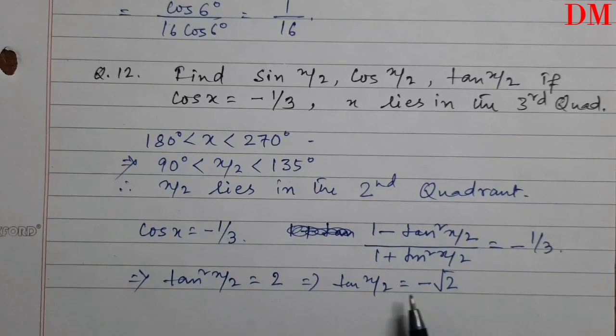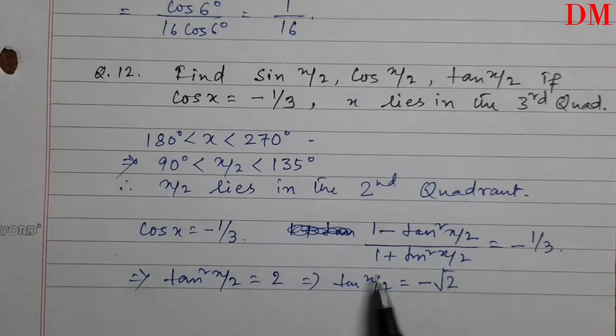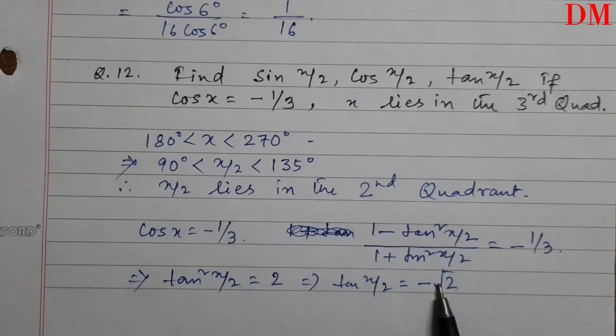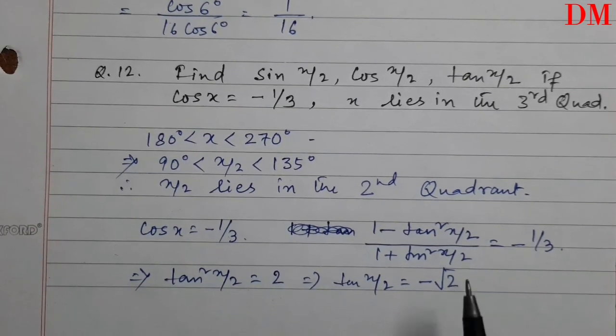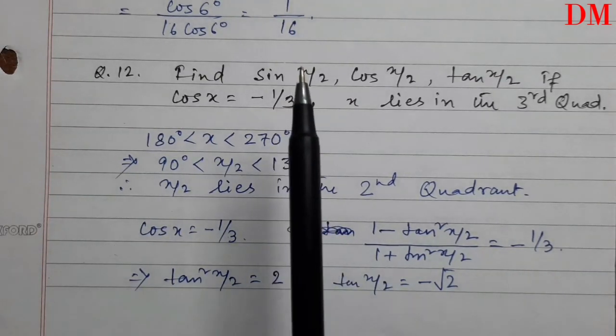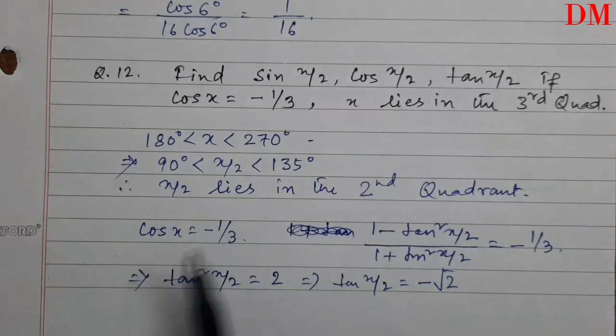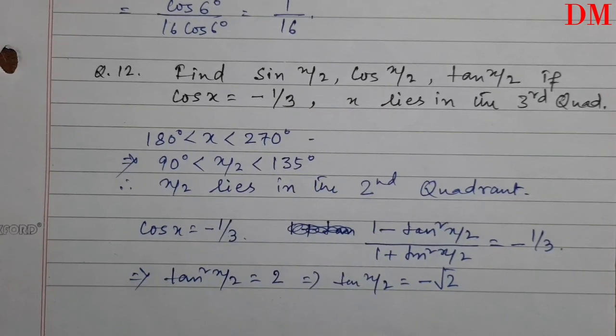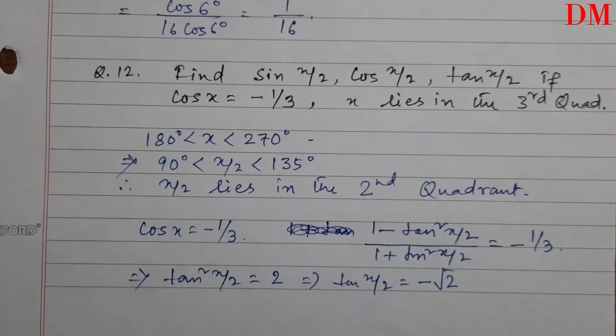So therefore we can find the value of tan x by 2 as minus root 2. Now once we find the value of tan x by 2, from this we can find the value of sin x by 2 and cos x by 2 by using the previous knowledge of class 10.